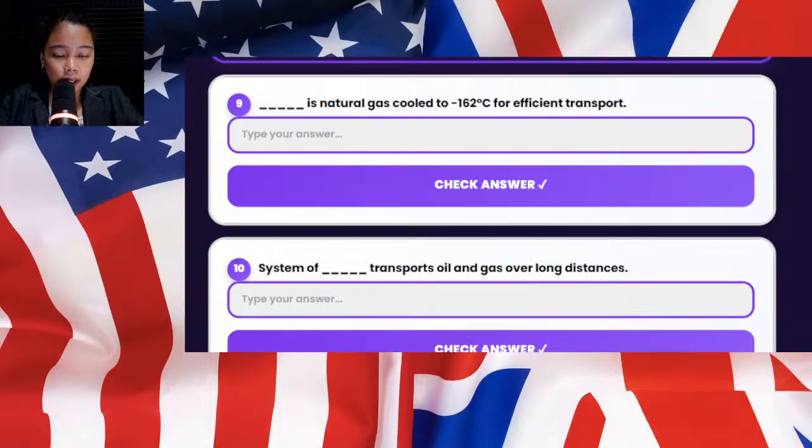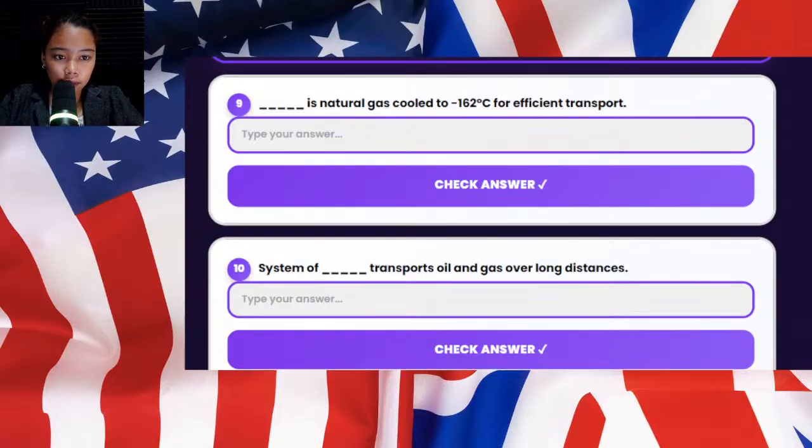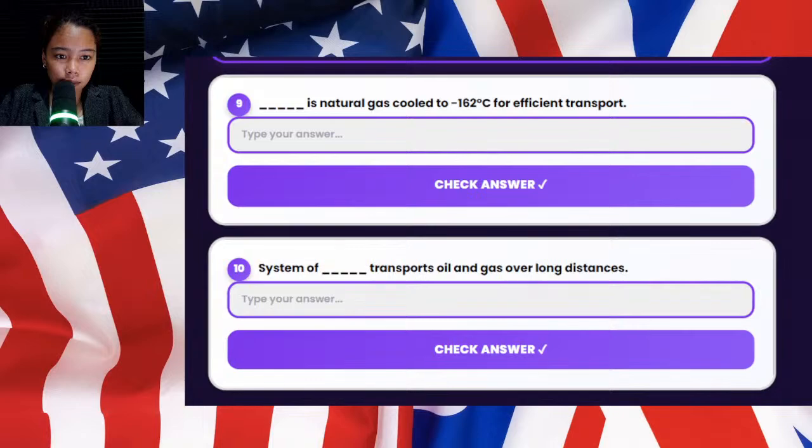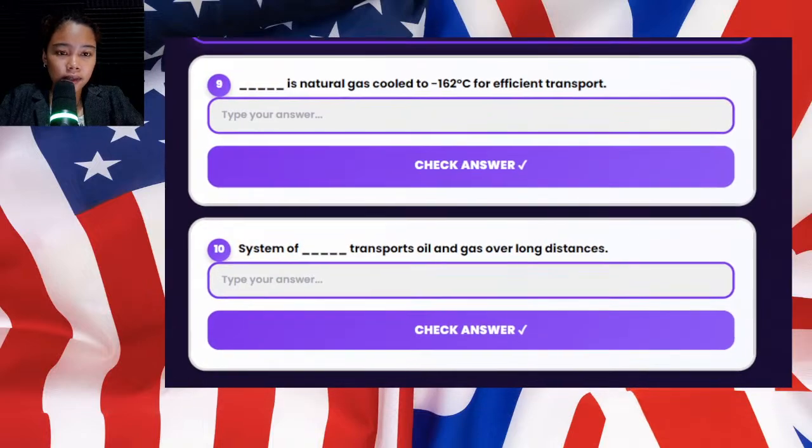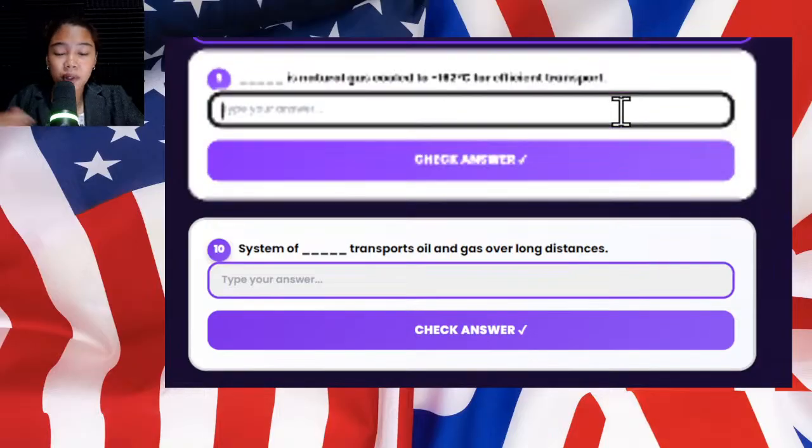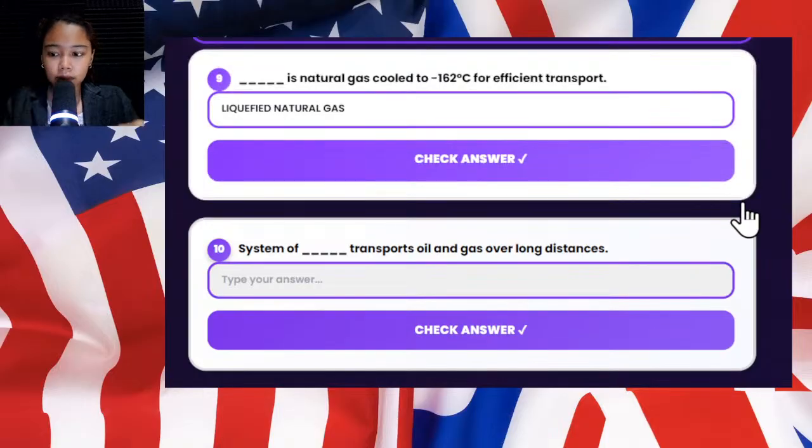Okay, what is your answer here? Number nine. Again, the sentence is: it is a natural gas cooled to negative 162 degrees Celsius for efficient transport. That is what we call LNG. What is LNG? That is liquefied natural gas. Okay, that's this one. Liquefied natural gas or LNG.